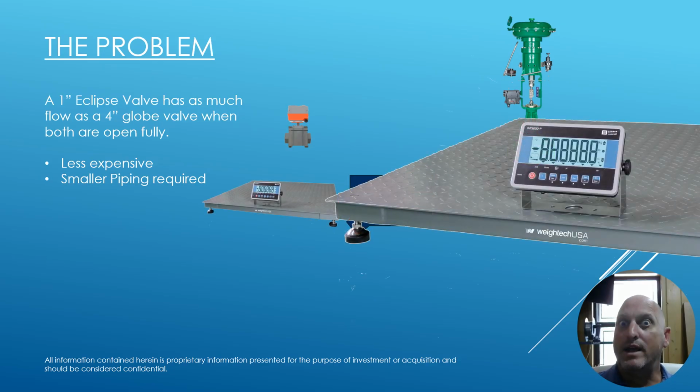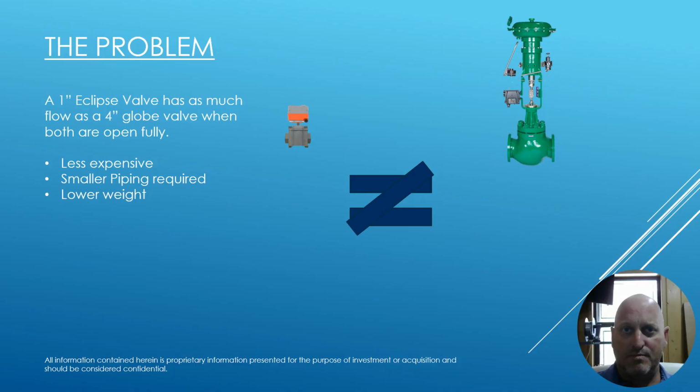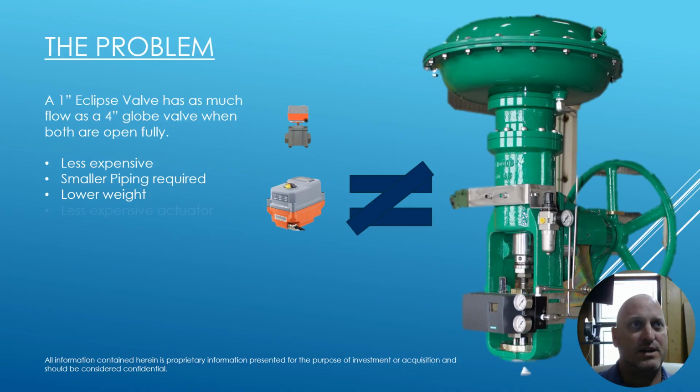All right, so we know the weight is also a big factor. You think about things in aerospace where they're typically using ball valves for fuel inlet valves and things like that. We can do the same thing but allow precise flow control. So we know that the weight, in this comparison of the globe valve and the Eclipse valve, is going to be much lighter.